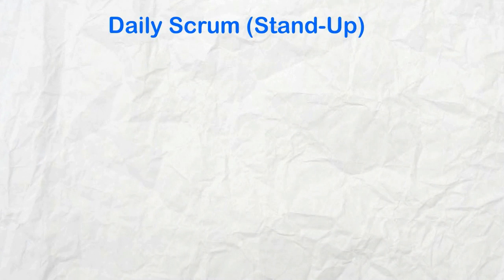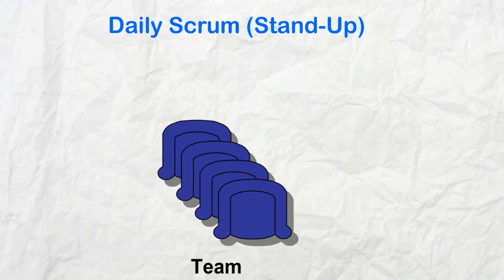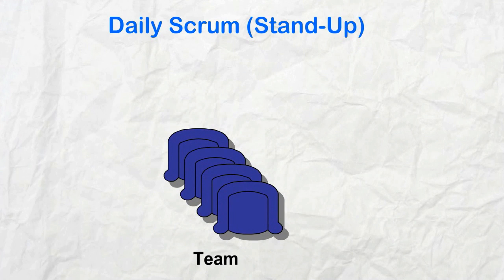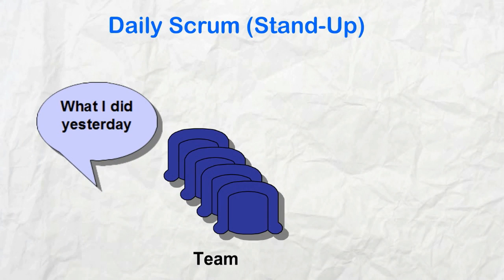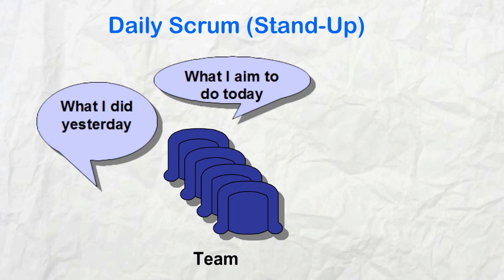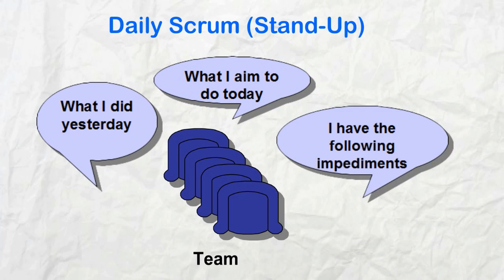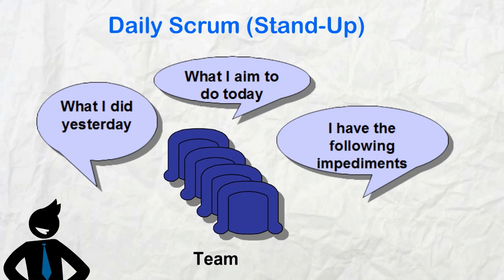Daily Scrum. This is a daily meeting lasting no more than 15 minutes. One by one, each development team member answers the following questions asked by the Scrum Master. What did you do yesterday? What do you aim to do today? Do you have any impediments to delivery? The Scrum Master takes note of any impediments and aims to resolve them as quickly as possible.